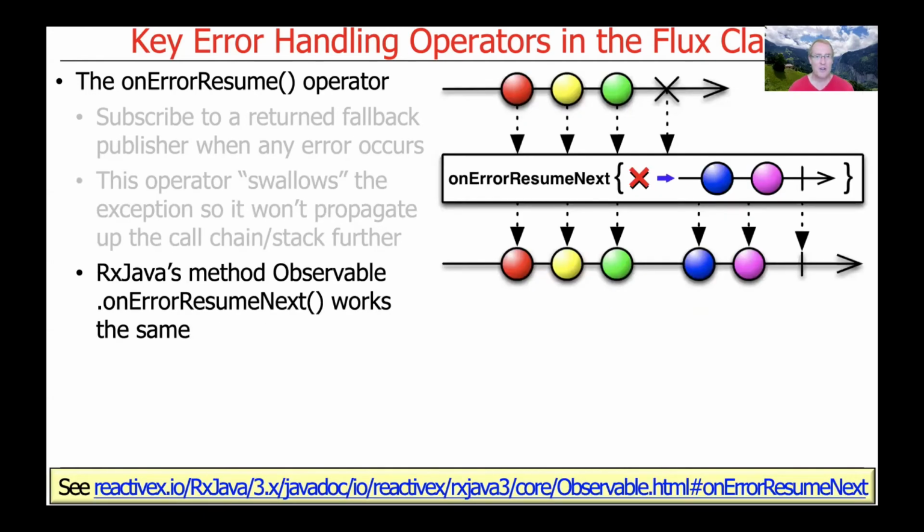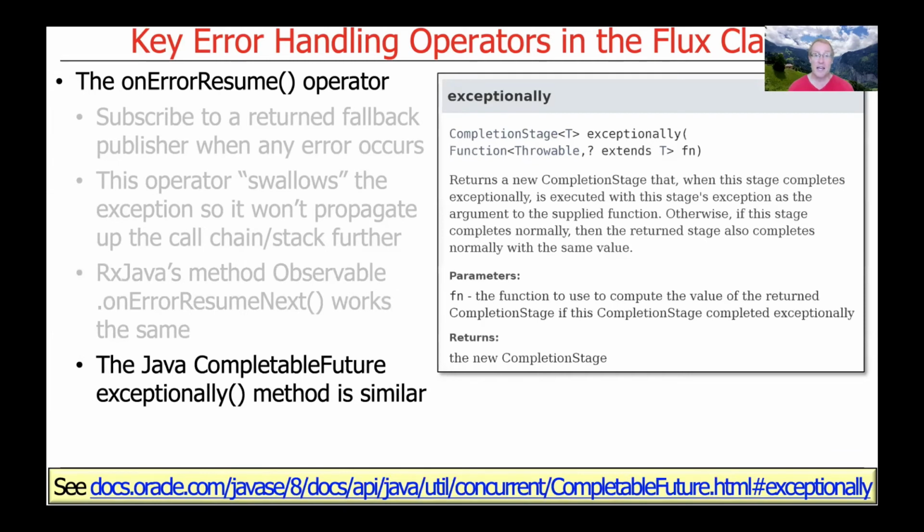There's an RxJava method in Observable called onErrorResumeNext that works pretty much the same as onErrorResume does in Project Reactor. I don't know why they decided to name them differently, or why there's not more consistency in error handling, but this is one of the cases where RxJava and Project Reactor differ a fair amount in terms of their semantics and syntax. There's also a method defined in Java CompletableFuture called exceptionally. That's a little bit similar to onErrorResume, where you can catch an exception that's thrown in a CompletableFuture chain and then go ahead and override the return value and keep going.